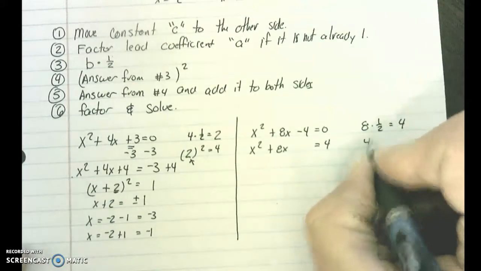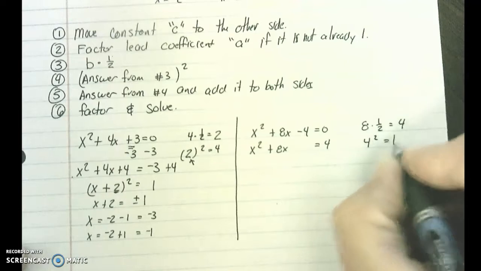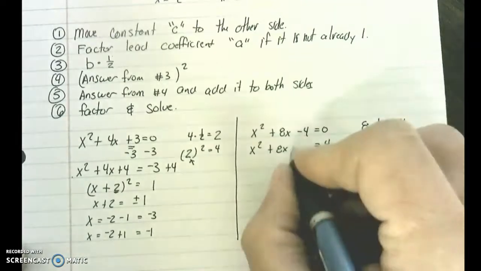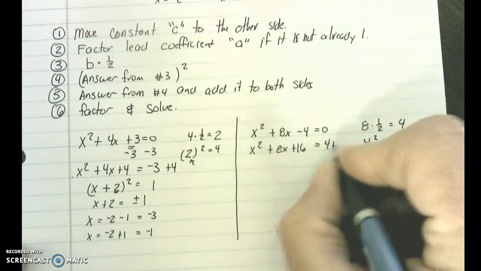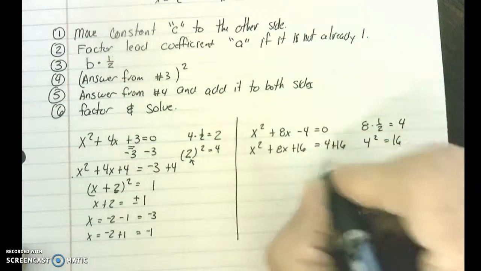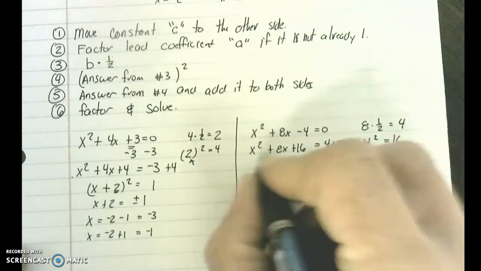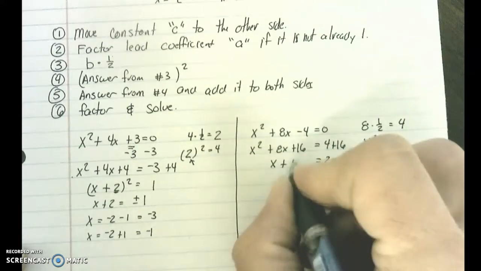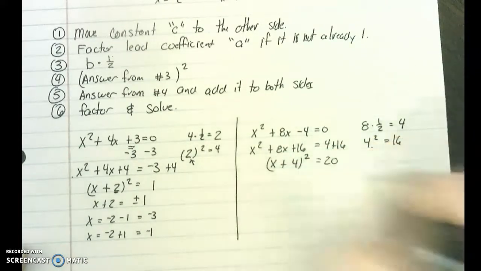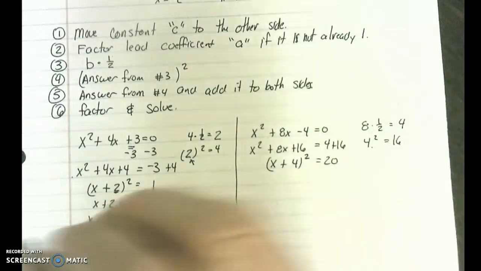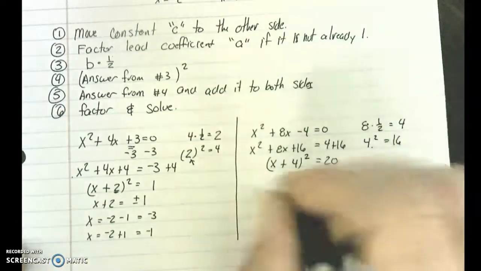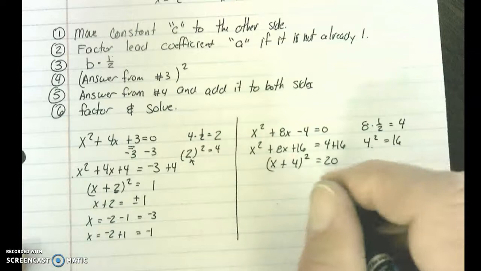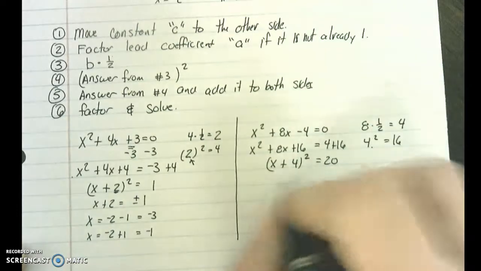And then I'm going to square 4, which is 16. So I add 16 to both sides. So this gives me 20, and I'm going to factor this. So it's going to be (x + 4) squared. Okay? So then I'm going to take the square root of both sides.